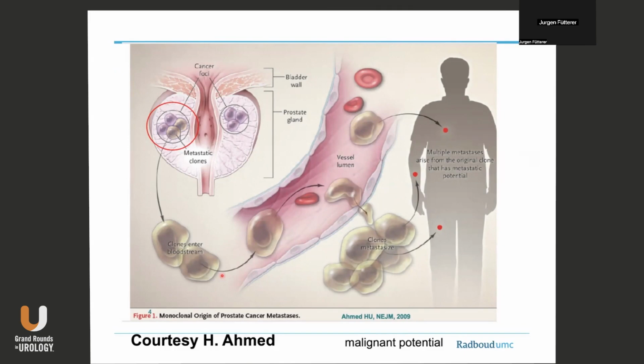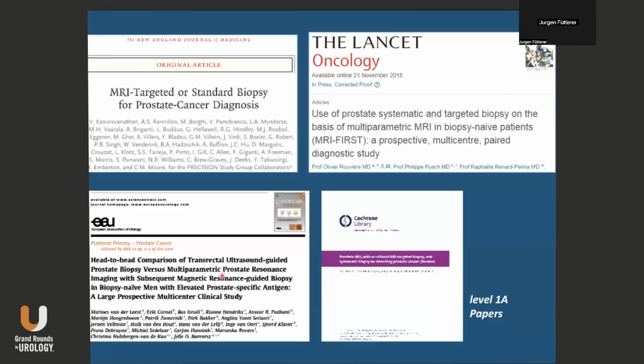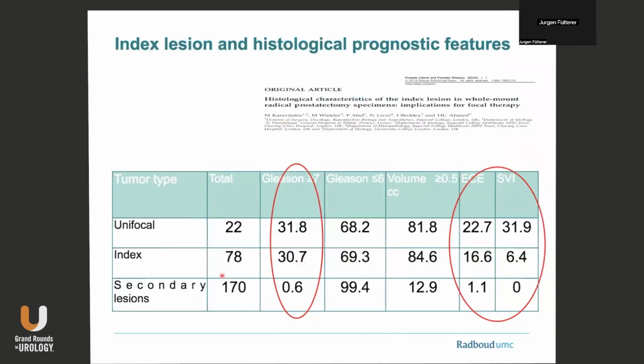And if we can pick up the index lesion within the prostate and treat it, we might also cure the patient. Several papers have shown that if you use MRI before the biopsy, you can accurately detect the cancer. In this interesting paper from a group in London, they looked at the lesions inside the prostate. It was a retrospective review on index lesions and histological prognostic features.